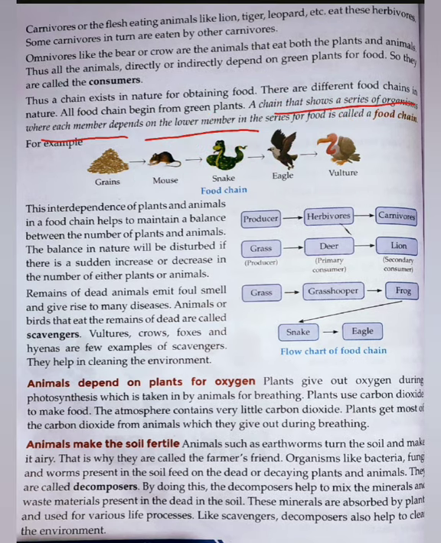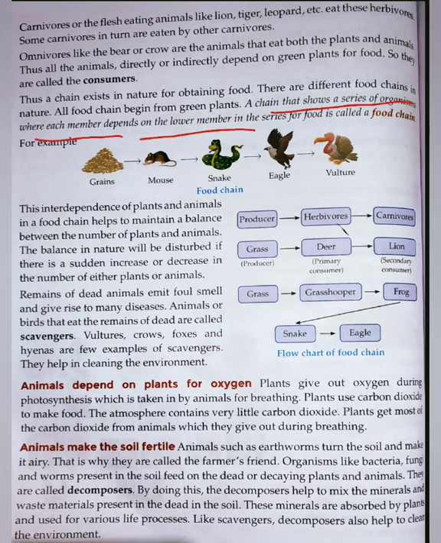So why is this food chain important? See, plants and animals, as I've already told, depend on each other. So this food chain is important because it helps to maintain a balance between the number of plants and animals. The balance in nature will be disturbed if there is a sudden increase or decrease in the number of either plants or animals. As remains of dead animals emit foul smell and give rise to many diseases.